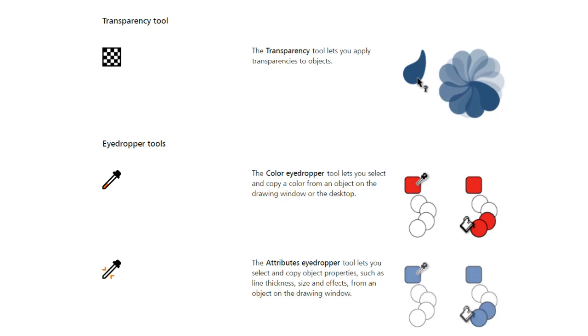Eyedropper tool. The color eyedropper tool lets you select and copy a color from an object on the drawing window or the desktop. The attributes eyedropper tool lets you select and copy object properties such as line thickness, sizes, and effects from an object in the drawing window.